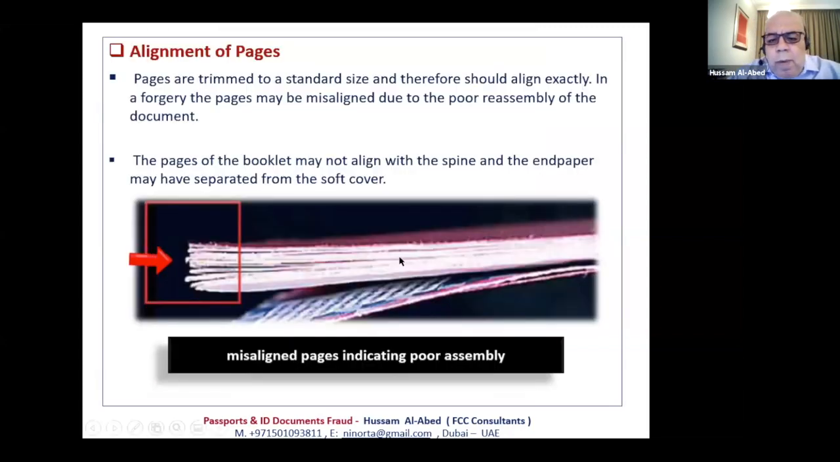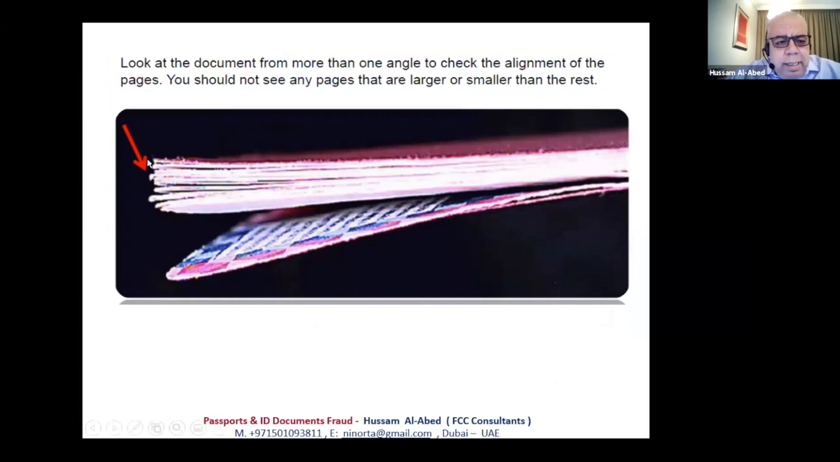Here's one example. One of the techniques you can use also to verify if the pages are aligned or not, when someone's handing over a passport, is to look directly at this angle here. If the pages look like in the slide here, you can see they are misaligned. That's another indicator of poor assembly of the passport, which is another point of being suspicious about these documents. When you have misaligned pages like this, this is definitely an indicator of poor assembly of the document, which might indicate this passport was dismantled earlier. Here you can see it better. In a passport, all pages should be aligned. No smaller or bigger page. They should exactly, 100%, align.